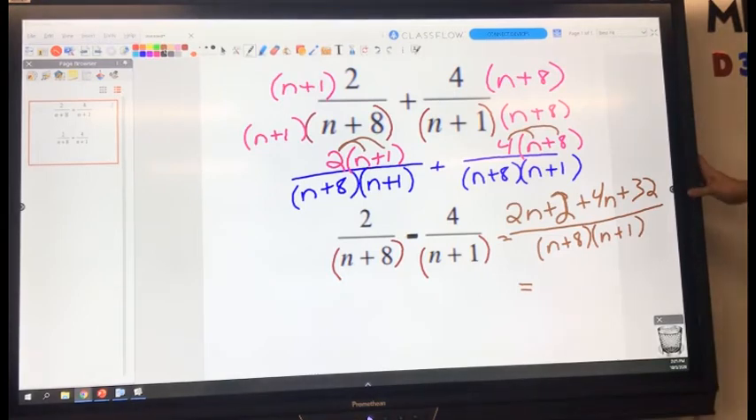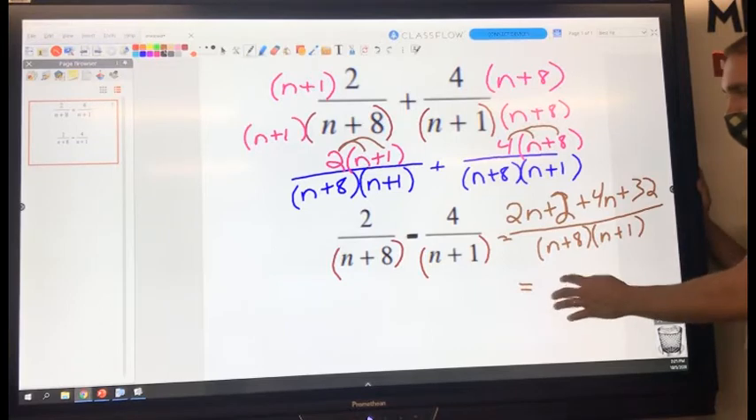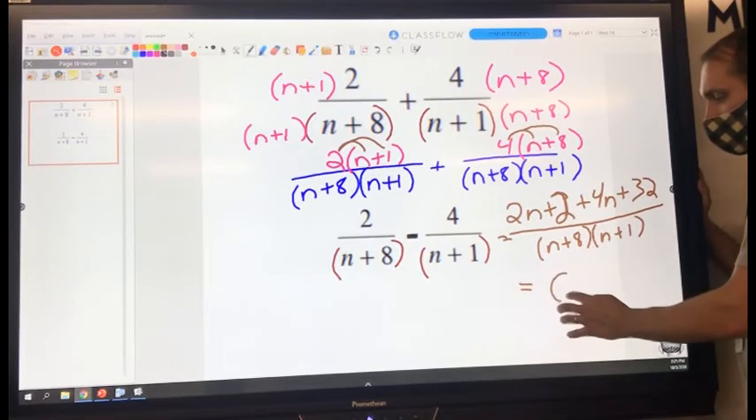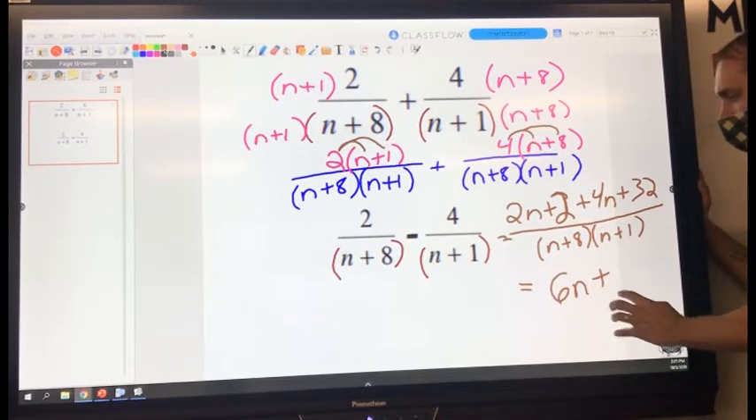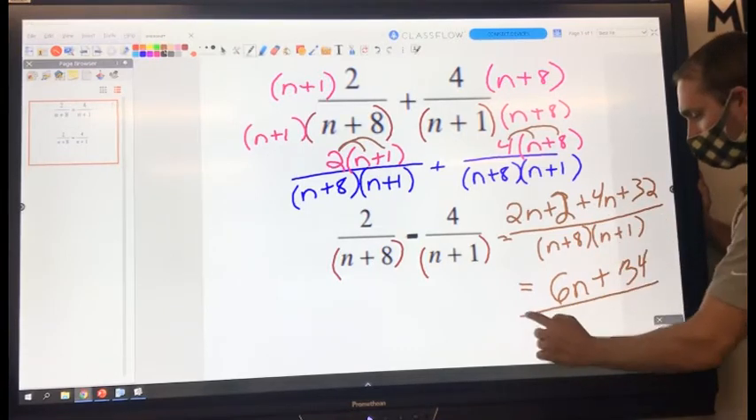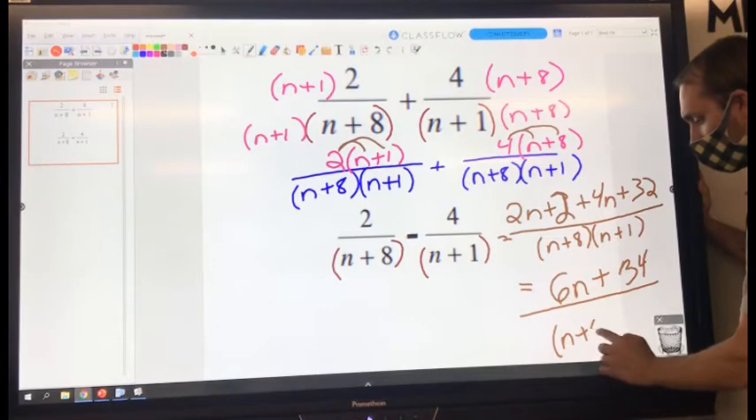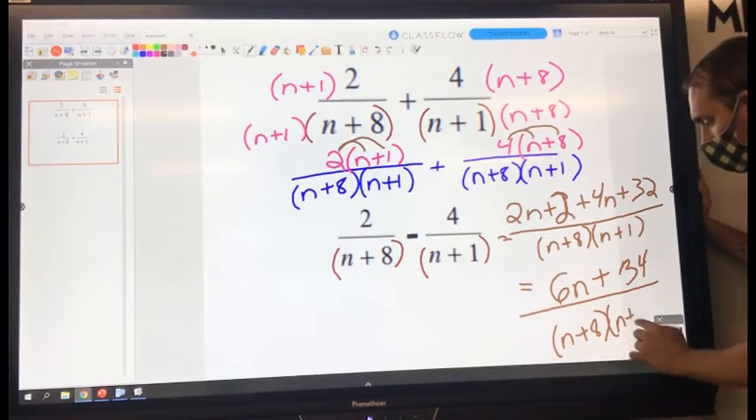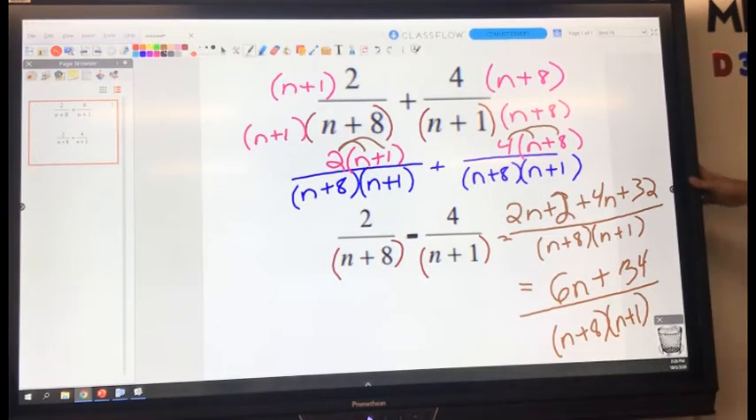Last but not least, when you combine it, you put the 2n plus 2 and the 4n plus 32 together. What happens when you add the n's together? You can put them in a calculator: 6n, plus 32 plus 2, 34, all over n plus 8, n plus 1.